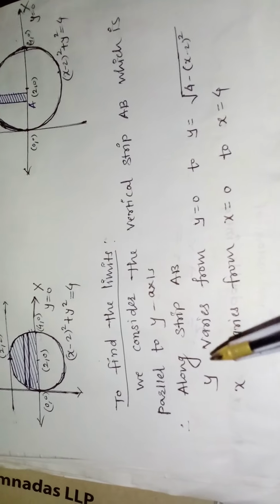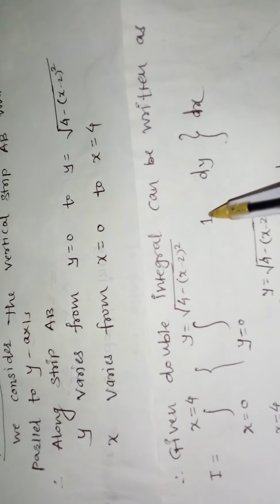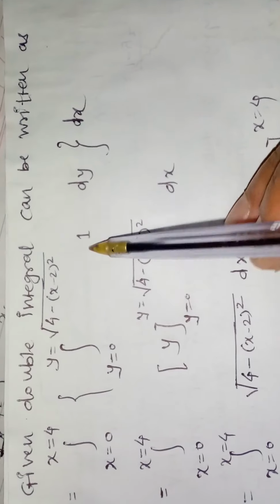Now we have to evaluate this integral also. So using those variations of y and x, we are finding the double integral. Therefore using those limits, we can write our given double integral as the integration from x equals 0 to x equals 4, and the integration from y equals 0 to y equals square root of 4 minus bracket x minus 2 bracket square, into 1, dy dx. Now for this inside integral our y is varying, that is why we take the integration first with respect to y, and after completing this integration we have to take the integration with respect to x. Now we are finding the integration with respect to y.